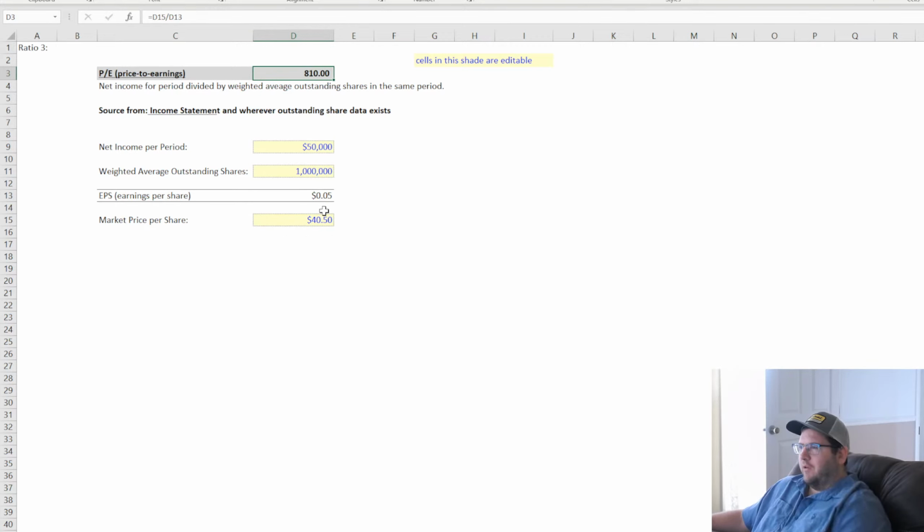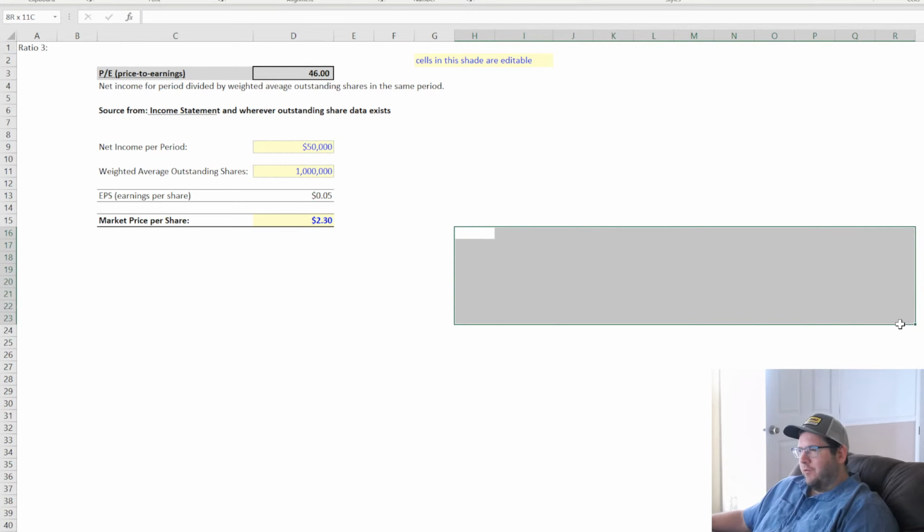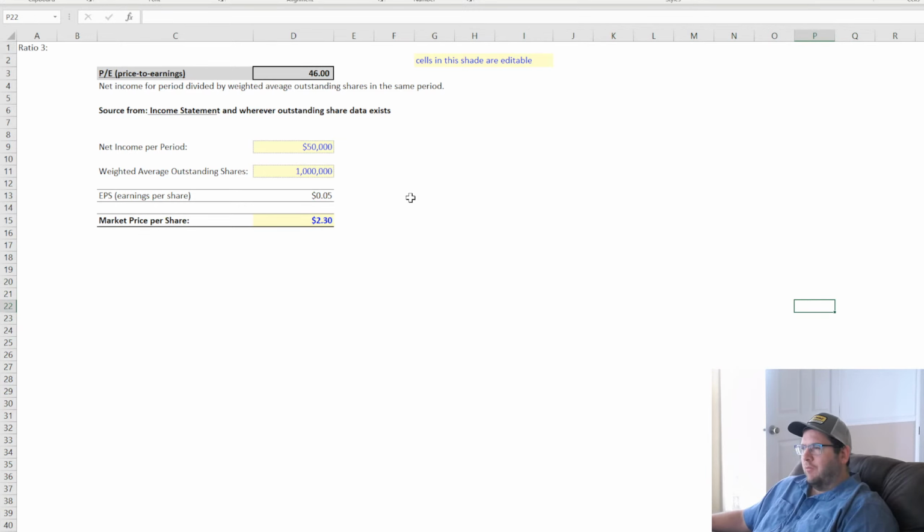It's a high multiple, 810. Let's say it's at $5. That's 100 multiple. Let's say it's trading at 2.3. So usually, the way analysts will look at this is they'll say, hold on. They'll say, well, the company's making this, but we think it's going to be making X, Y, and Z in the future. So we will trade it at a multiple of some number.